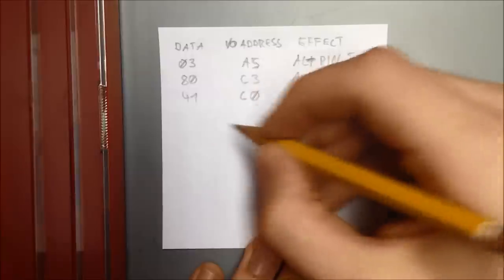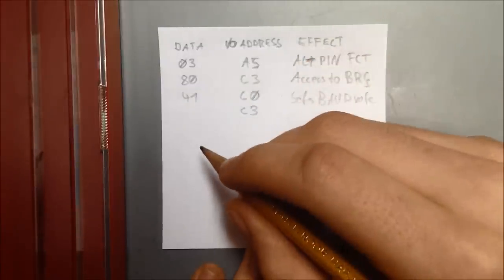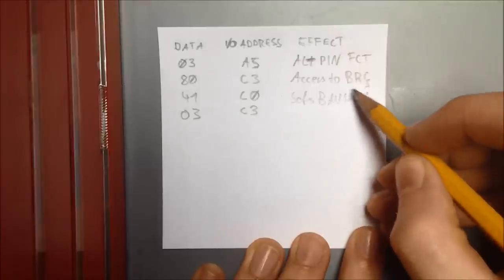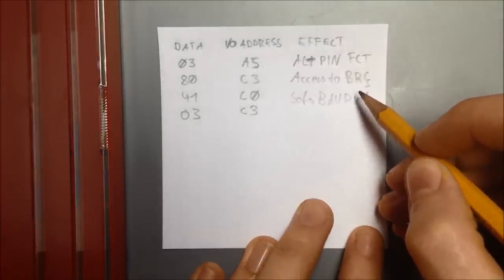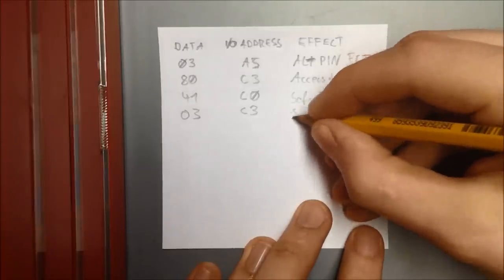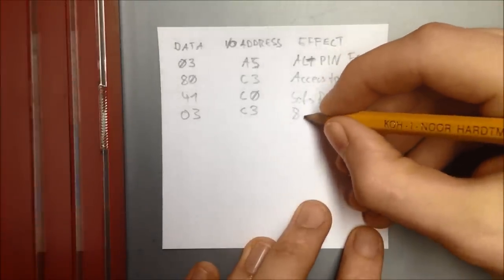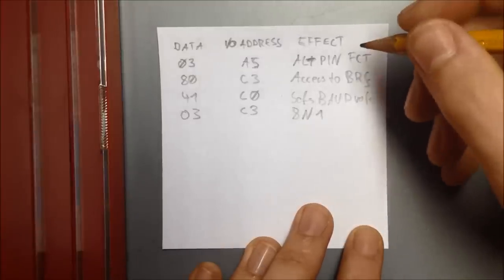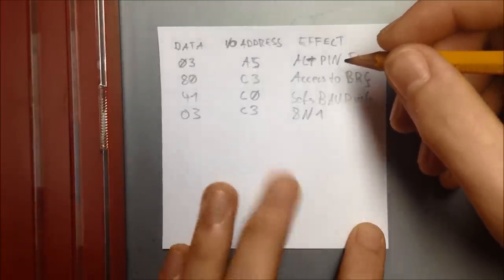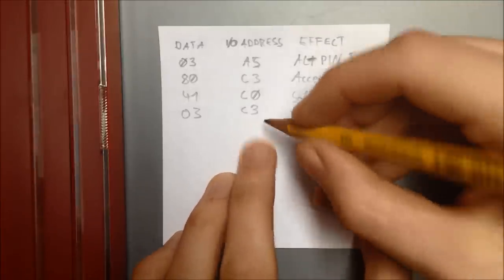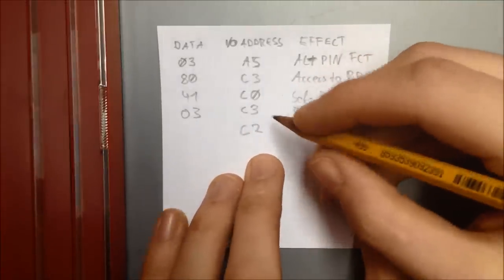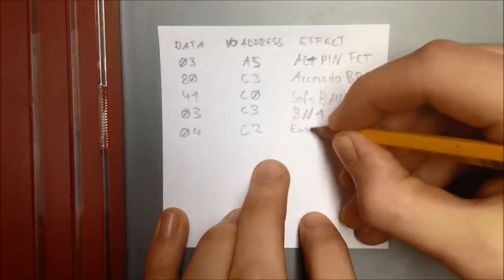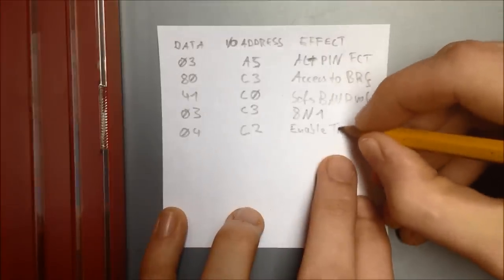Next we need to write to C3 again, this time a value of 03, that turns off the access to the baud rate register, and it also sets 8 data bits, no parity, 1 stop bit. We then write again to, no, not yet. At first we write to IO address C2, and there we write 04, and this actually enables the UART transmitter.